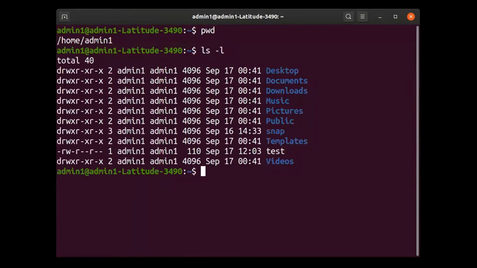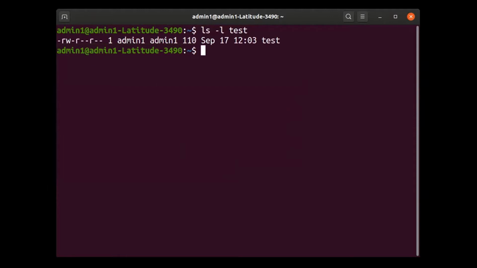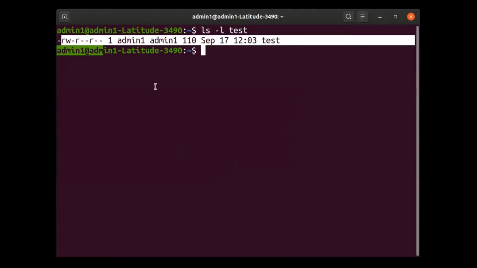So let me just take up a particular file. I have this file in my current working directory called test, and this is the long listing of the file. When you closely look at the first field of the long listing of the file, excluding the starting character, that is hyphen, it says that you have read and write permission for the owner, read permission for group and others, right?